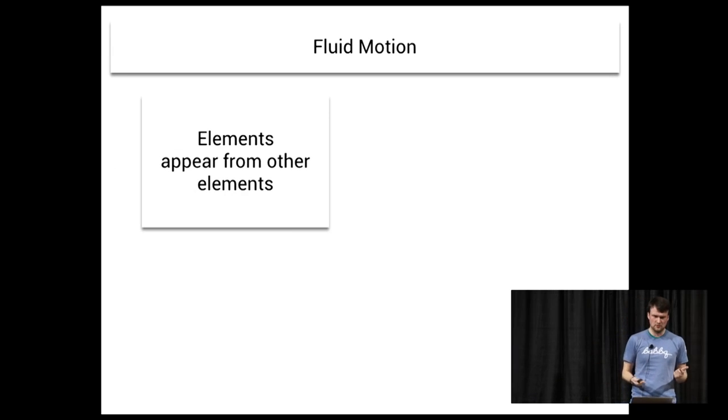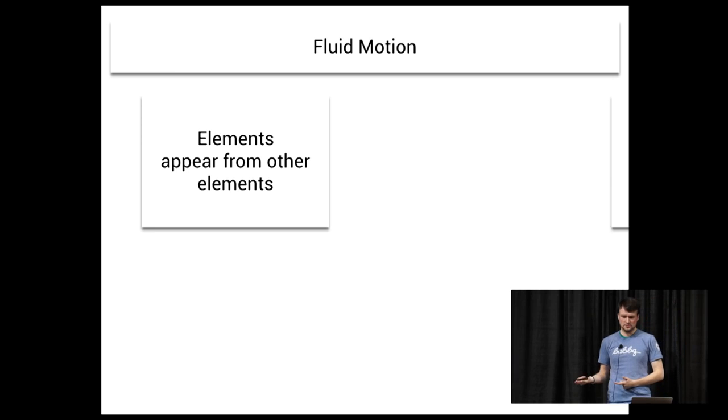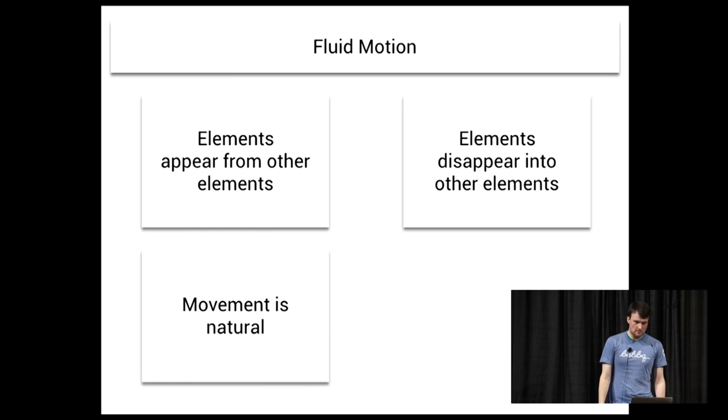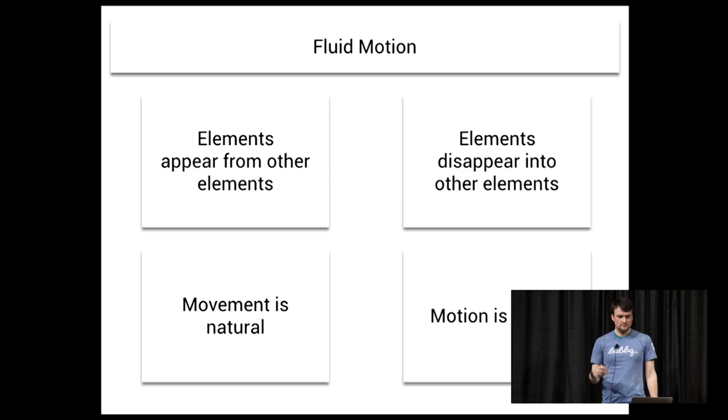What is fluid motion? Well, fluid motion is when elements appear from other elements, and then they disappear into other elements, right? So things don't just spawn onto the screen willy-nilly. That's why we're animating these things. The motion is natural, and the motion is subtle, right? So when elements spawn, we might want the user to notice that. When they despawn, the user probably doesn't care. We're going to be subtle about that.